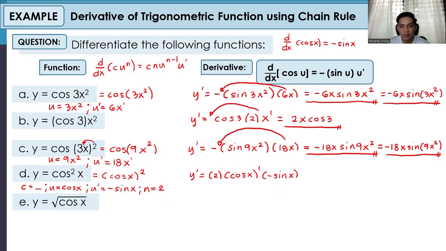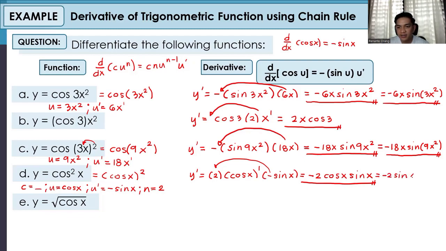So ibig sabihin, i-multiply natin silang lahat. So that is equivalent to, meron tayong 2, meron tayong negative. So ilalagay lang po natin sa front si negative. Magiging negative 2 cosine of x, sine of x. And this will be our final answer. Pwede din siyang baliktad. We have negative 2 sine of x and cosine of x. That is just the same. So sulat natin, that is equivalent to negative 2 sine of x multiplied by cosine of x. So same lang po siya.